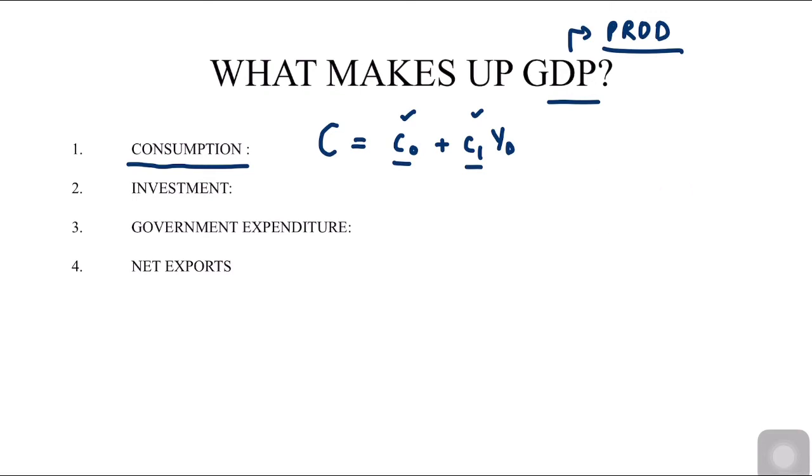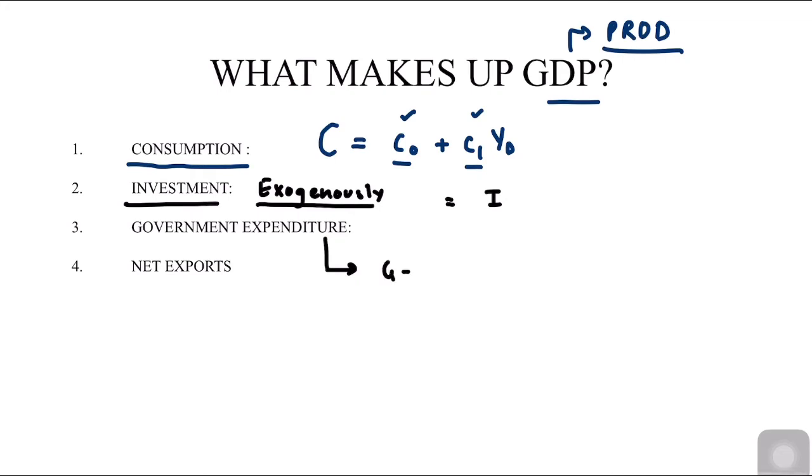Now we move on to investment. Investment is determined exogenously, which means that it doesn't factor into the model as being determined within the model. It is determined outside the model. And so we will not discuss this elaborately, and we'll just say that investment is determined by the capital letter I. Then comes government expenditure.